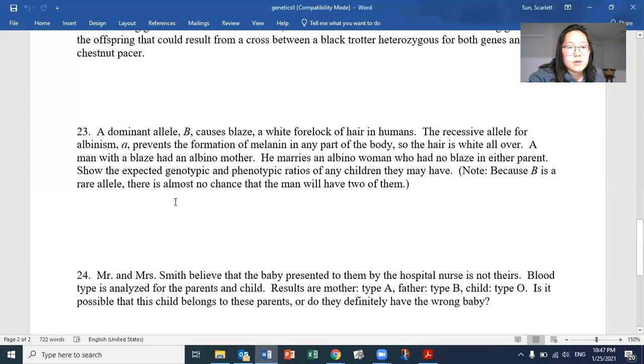Number 23. The dominant allele, capital B, causes blaze, which is a white forelock of hair in the human. So this front chunk of hair right here just is white, and it's always white no matter what you do to it. It grows in white, and it's just the front chunk. It looks kind of cool. My cousin actually has it.